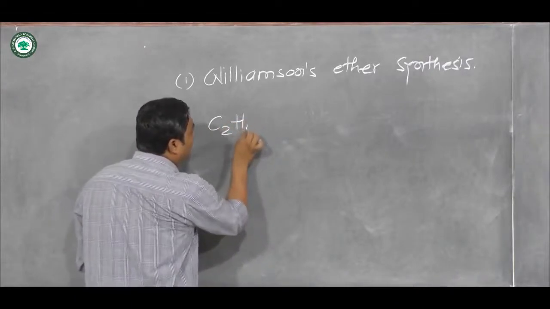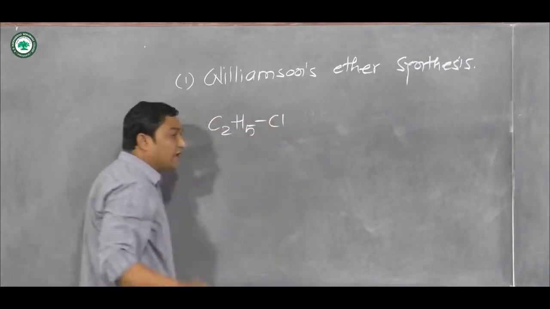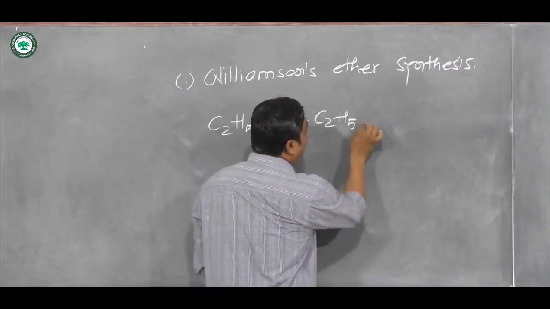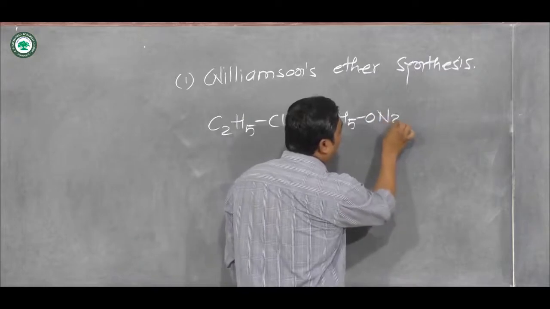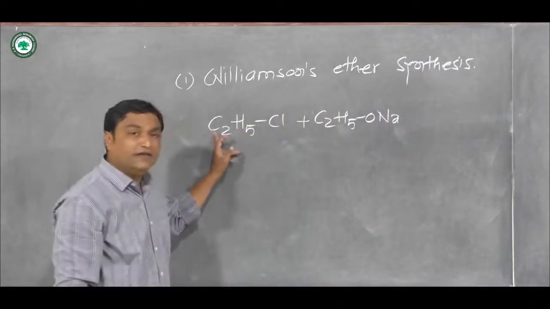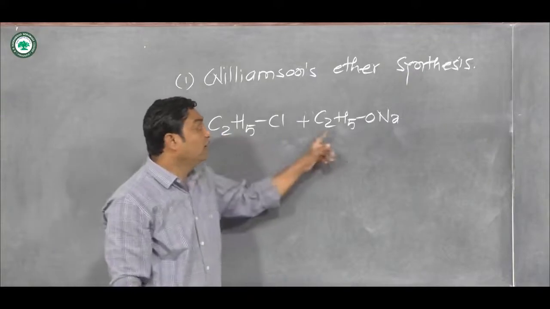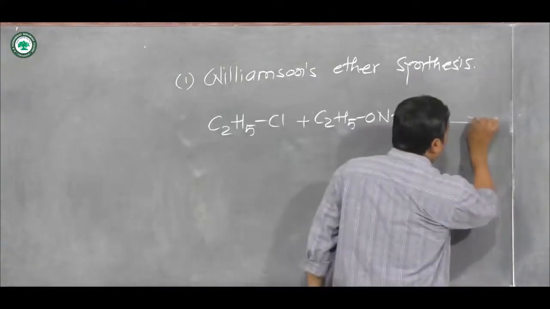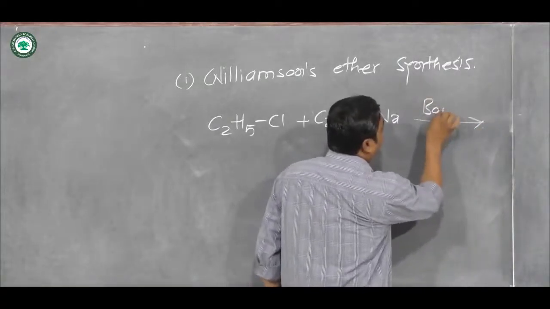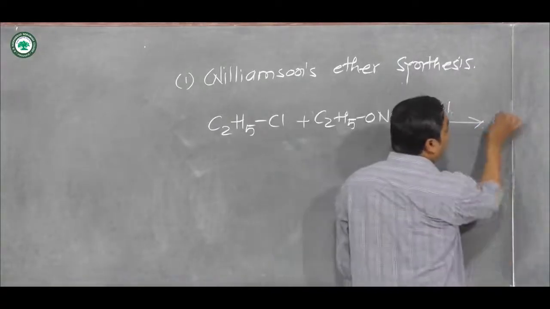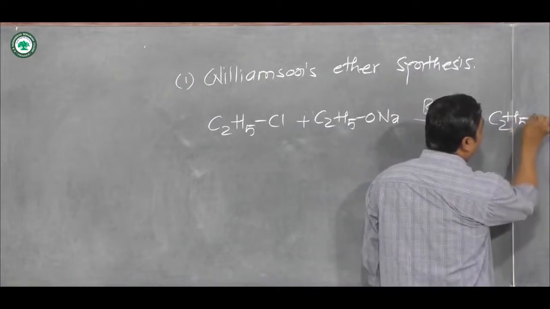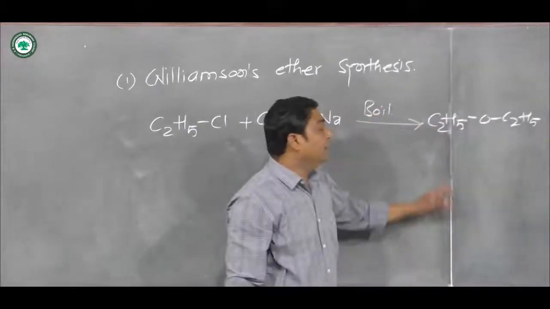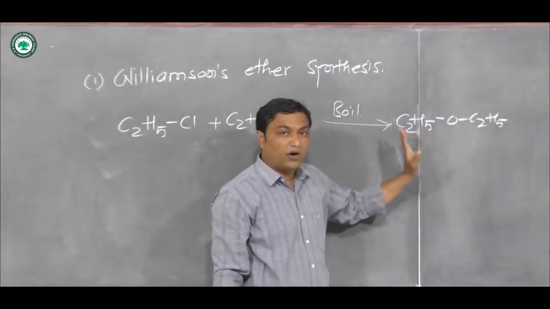Now, when this C2H5Cl is treated with C2H5ONa, that is, when this ethyl chloride is treated with ethoxide ion, we obtain C2H5OC2H5, that is diethyl ether, as a product.